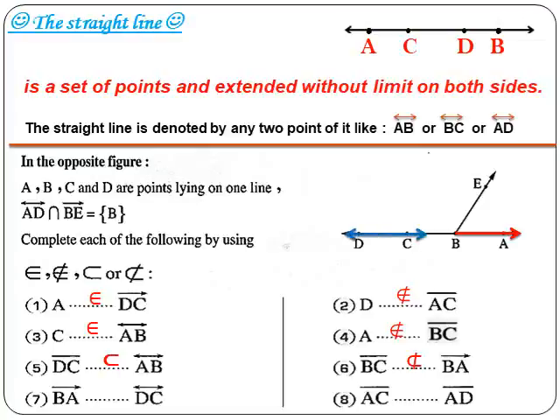The straight line goes into both sides. So it will go in the direction of C, like that here. So does it make a cross with the ray, or no? Wonderful. So it is a subset. BA ray is a subset of the DC straight line.